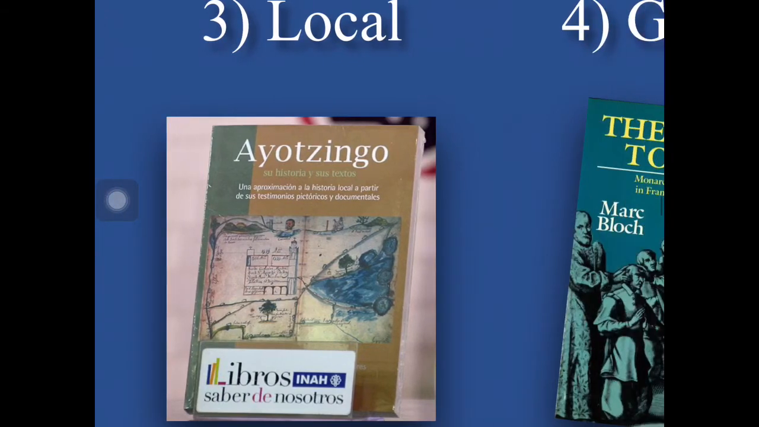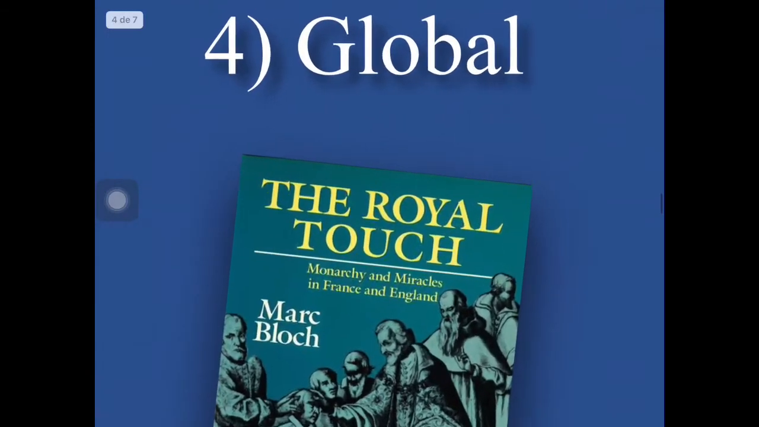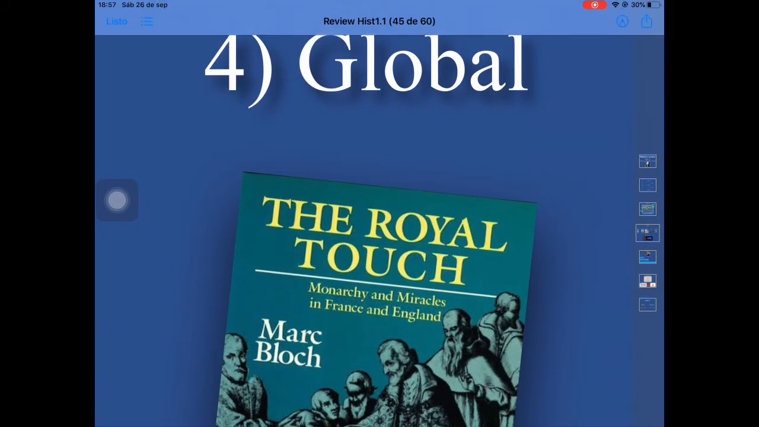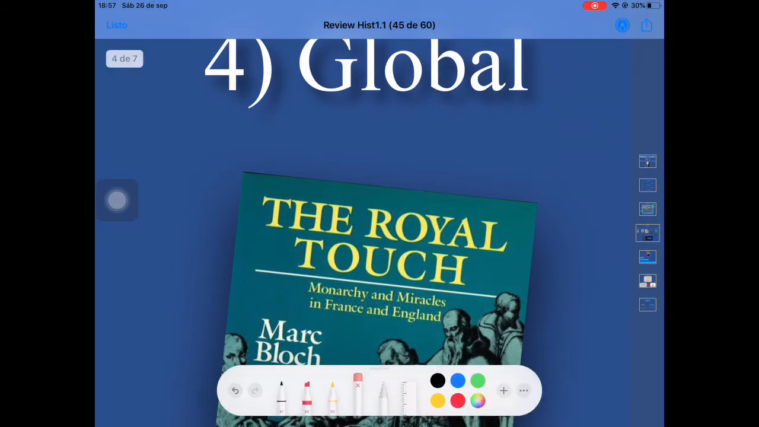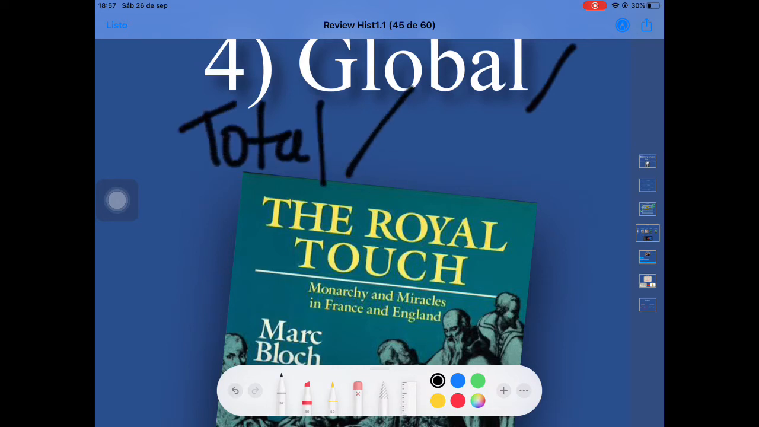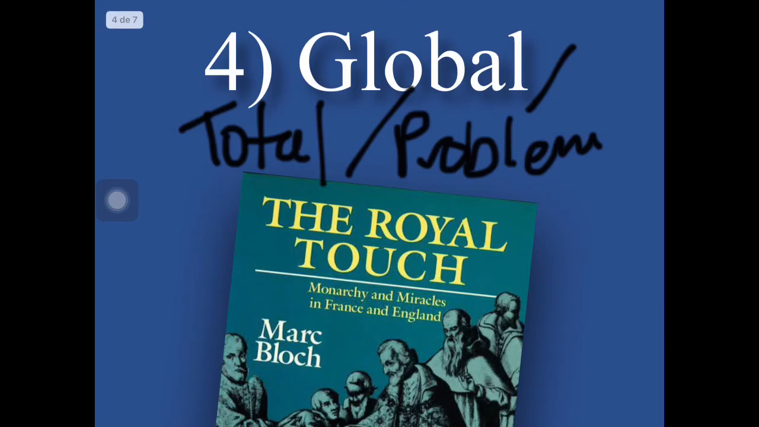Explanations do only start here with global history. And that is why this is the approach that we are going to be taking for our history course. It is not only global history, but it can also be known as total history or also as problem history. And these three names mean more or less the same. They are trying to tell you the same thing.